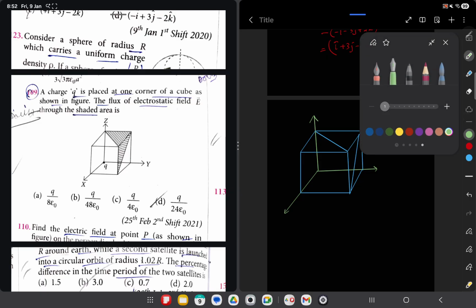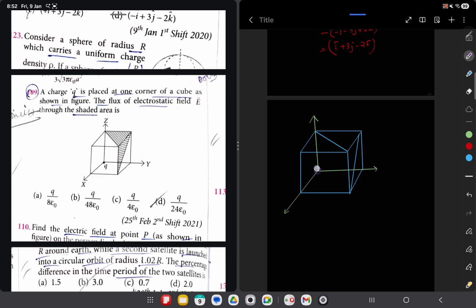This is a confusing question because I think the answer given by NTA was wrong, because this is an asymmetrical figure. If you solve this one, in this question what is given is that there is a charge Q present at this point. You need to find out the flux through this shaded area.